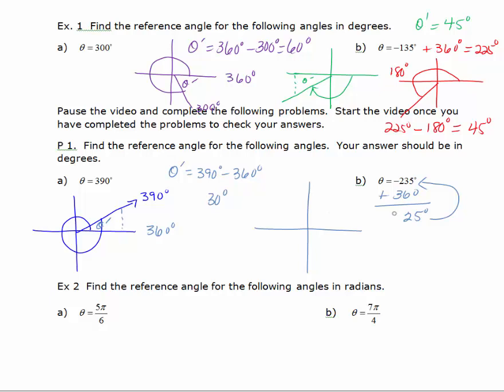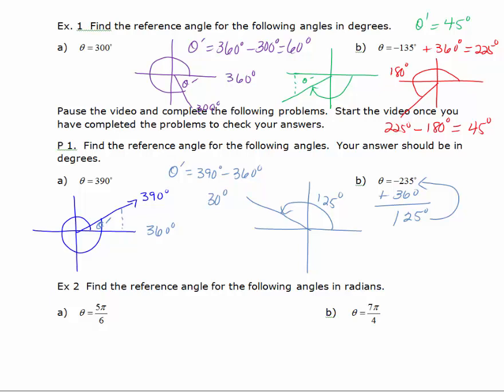Excuse me, that should be 125. So if I want to draw 125, I know that's beyond 90, but it doesn't hit 180. So this would be the 125-degree angle right here.